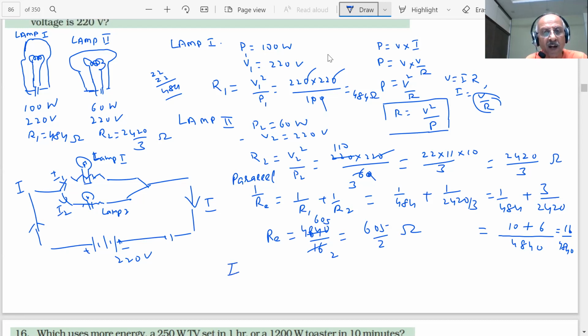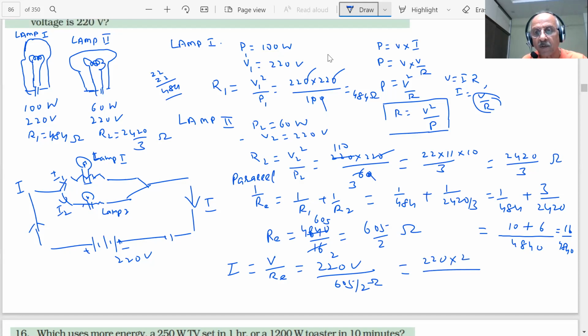Then what will be the I value, student? V by RE. What is the value of V? 220 volt divided by 605 by 2 ohms. What is the answer coming then? Calculate. What is the answer? 220 into 2 divided by 605, student, amperes. How much is it? 440 by 605.